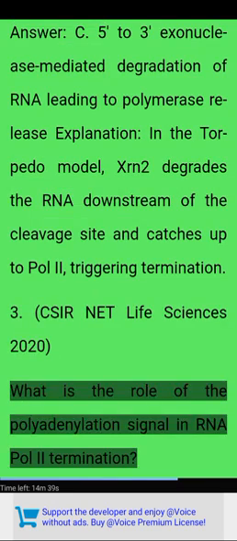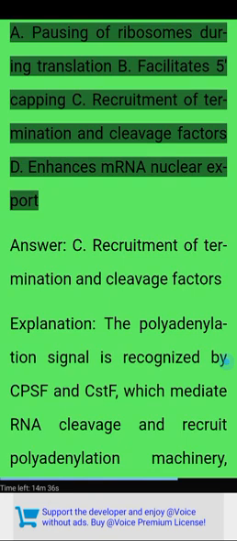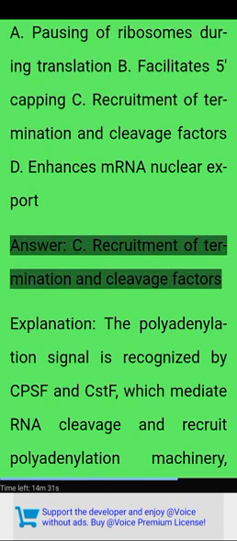What is the role of the polyadenylation signal in RNA Pol II termination? A: pausing of ribosomes during translation. B: facilitates 5' capping. C: recruitment of termination and cleavage factors. D: enhances mRNA nuclear export. Answer: C, recruitment of termination and cleavage factors.